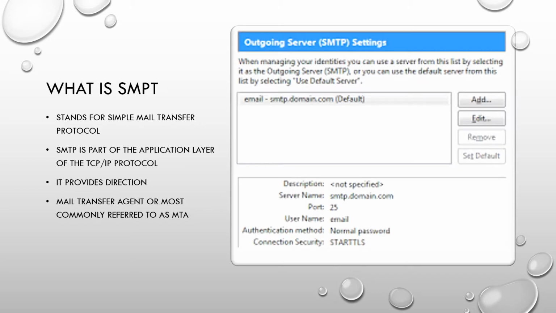So next most important thing, what is SMTP? SMTP stands for Simple Mail Transfer Protocol. SMTP is part of the application layer of the TCP/IP protocol. It provides direction for where the mail goes, essentially. So what that means is SMTP uses a process called store and forward, which moves your email on and across other networks. SMTP is responsible for moving your email on and across different networks and is a type of MTA.